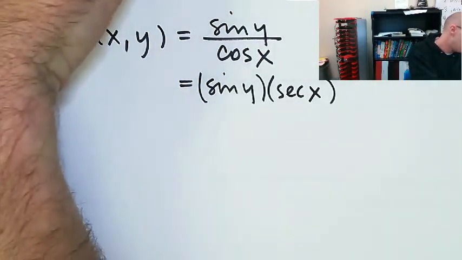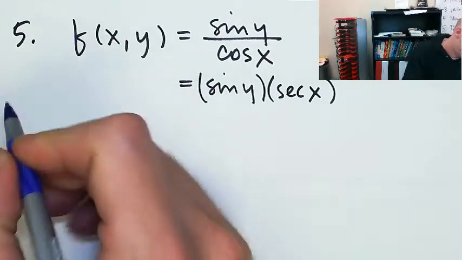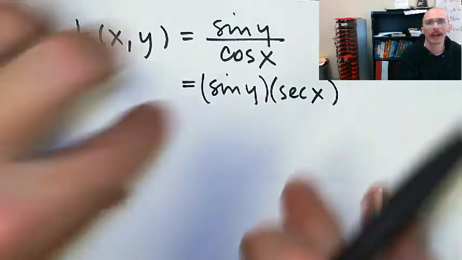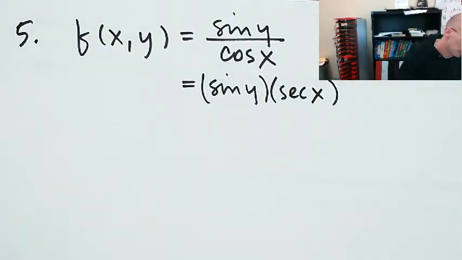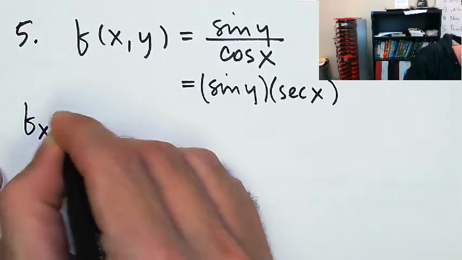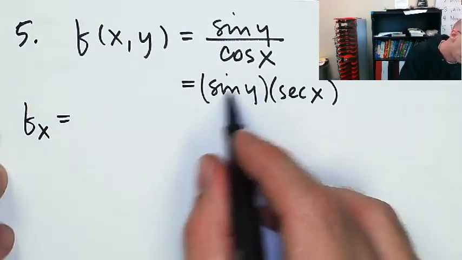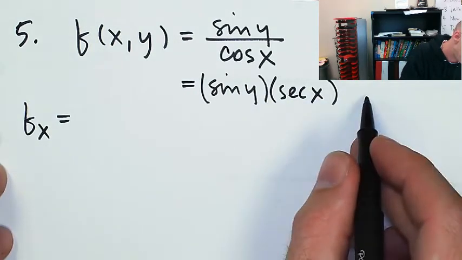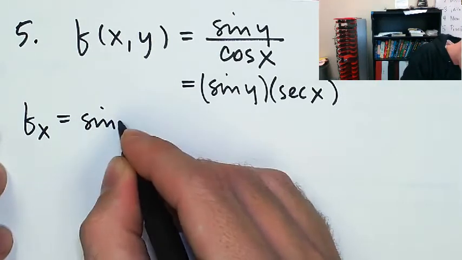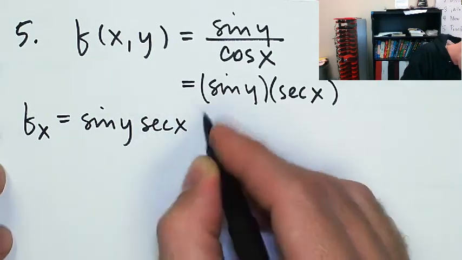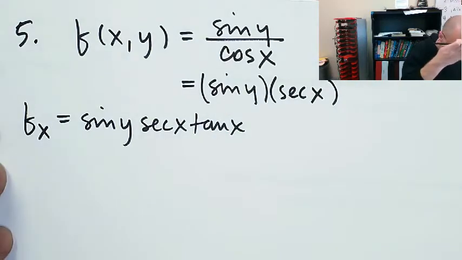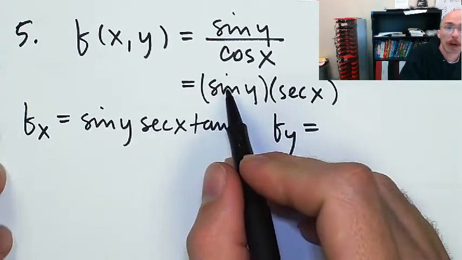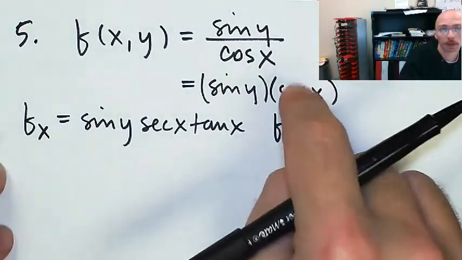All right, so let's see. I'm going to start with fx, and then I'll also take fy, and then those can branch off into my second order derivatives. So I'm going to say that fx is the derivative of this product with respect to x. Well, this is just a constant, and the derivative of secant x with respect to x is secant x tangent x. And then fy is going to be the derivative of sine y with respect to y, which is cosine y, and then that's a constant, so it's going to stay the same.